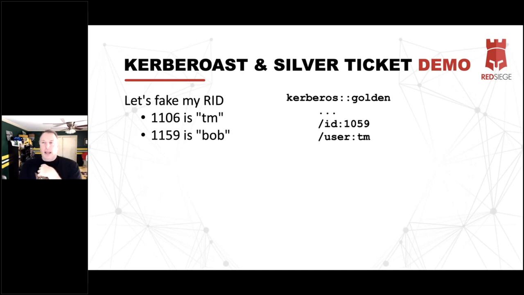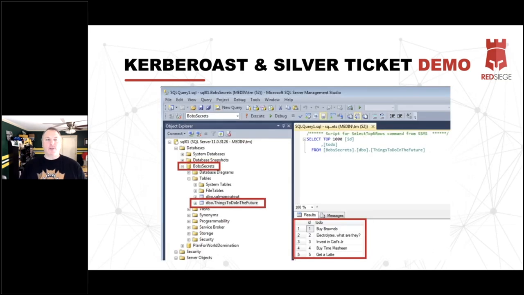And now I'm going to authenticate to the SQL server. And here's what happens when I authenticate to the SQL server. It lets me in. And now I can access Bob's secrets. So I can see Bob's secrets database, things to do in the future. I need to buy some Brando. I need to get a time machine, right? Get a latte. Cool.